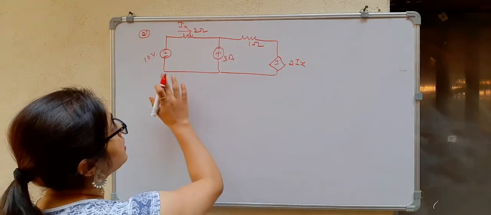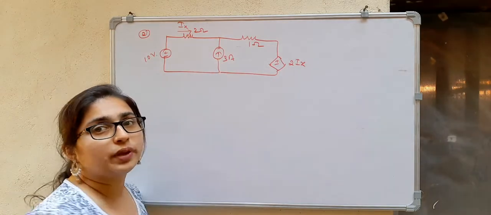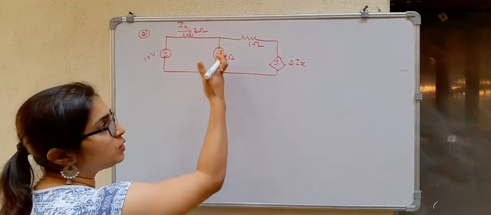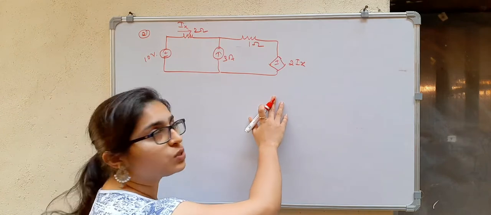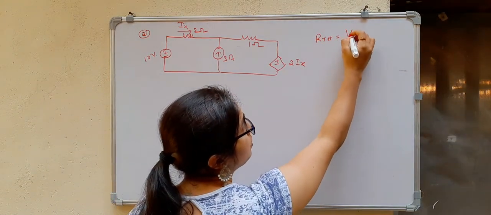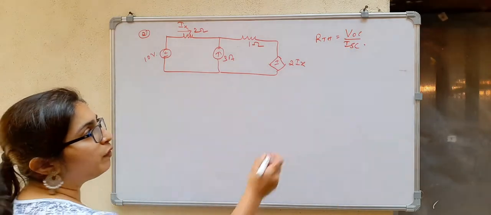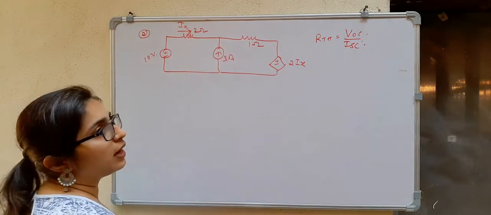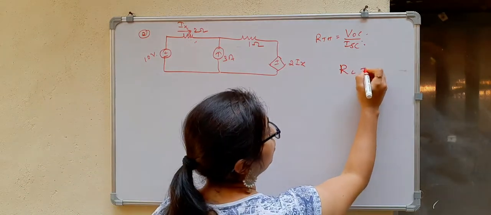See, since this consists of independent sources and dependent sources, we cannot find RTH just by short circuiting the voltage source and open circuiting the current source, because we cannot short circuit this voltage source, right? So in this case, RTH can be found out as open circuit voltage divided by short circuit current. So to find both, we have to find this one. Since we have to find the current through this, I will consider this as our load resistor, RL is equal to 2 ohm.